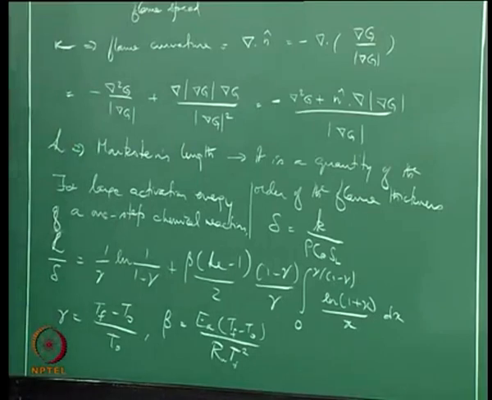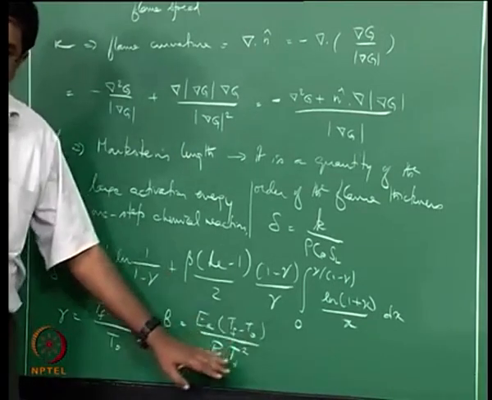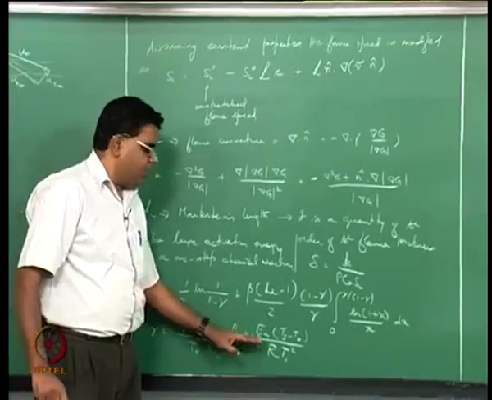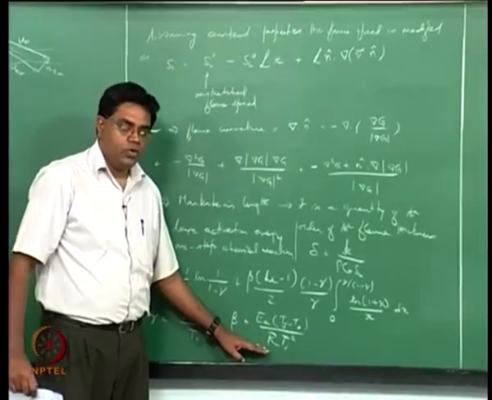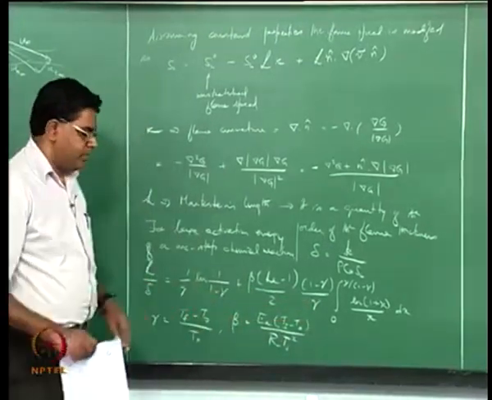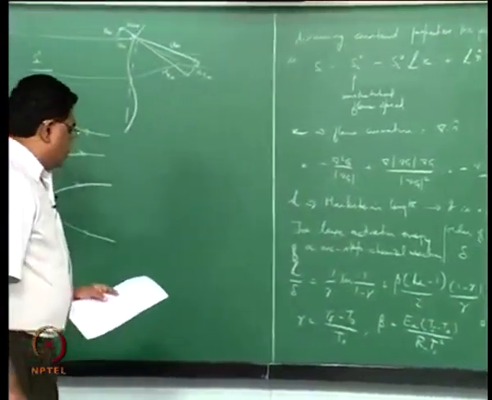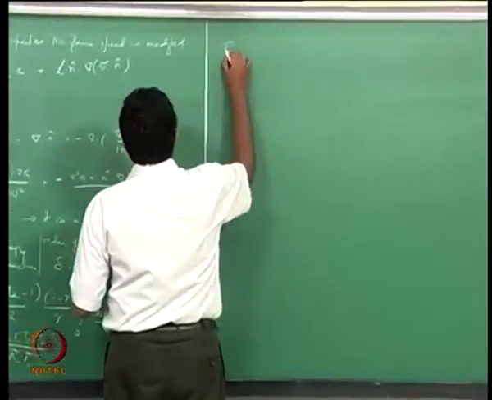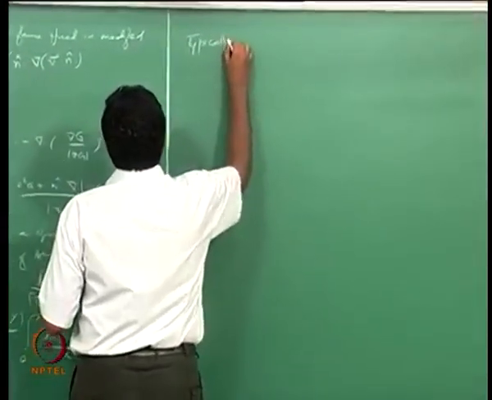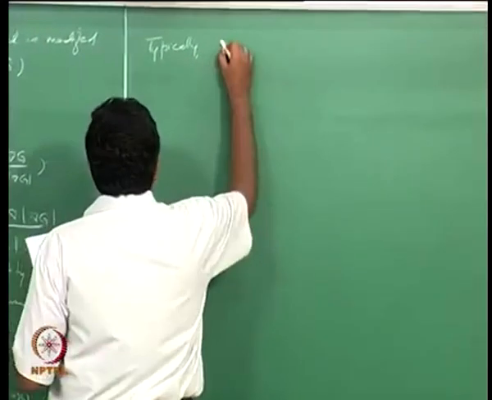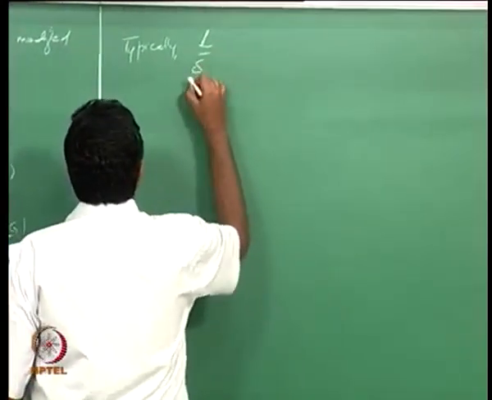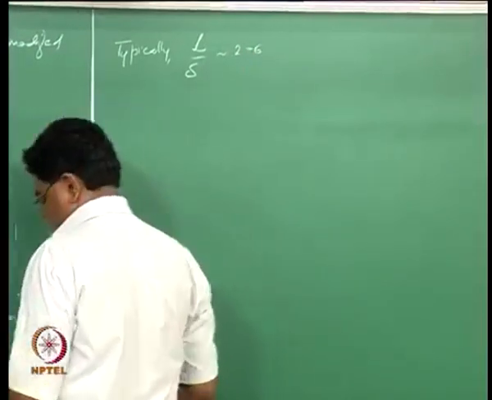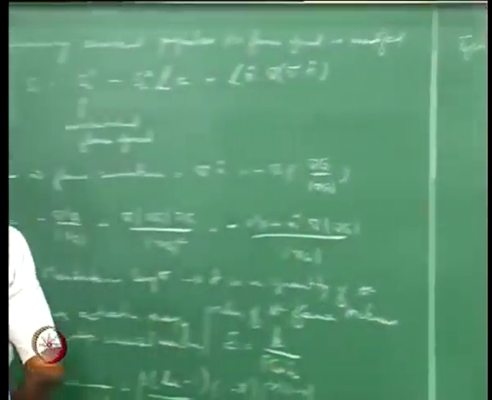So you can see that gamma is actually embedded in here. You could say (Tf minus T naught) divided by T naught is gamma. So E over R u T_f times gamma would be your beta. Now typically it's found that L over delta is 2 to 6. So there are analyses.